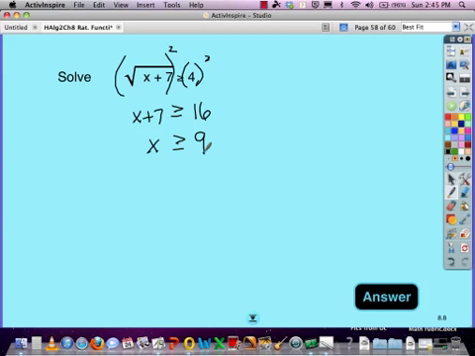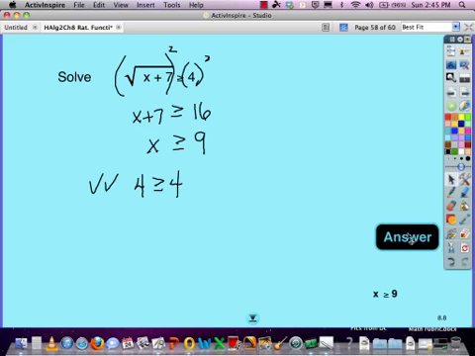So let's just try the 9 and see if it makes it true. So our check step is if we put a 9 in, 9 plus 7 is 16. The square root of 16 is 4, is greater than or equal to 4. That is a true statement. So I believe our solution here should be the x is greater than or equal to 9. Okay?